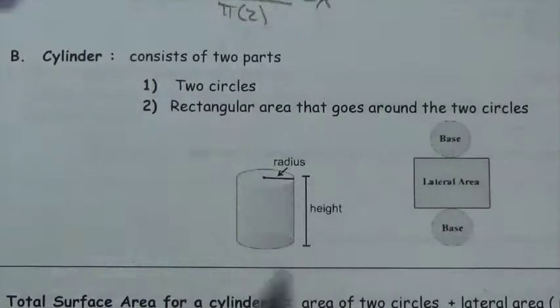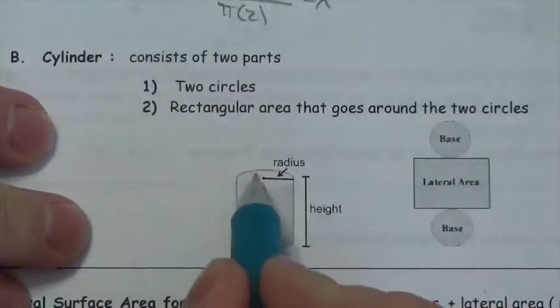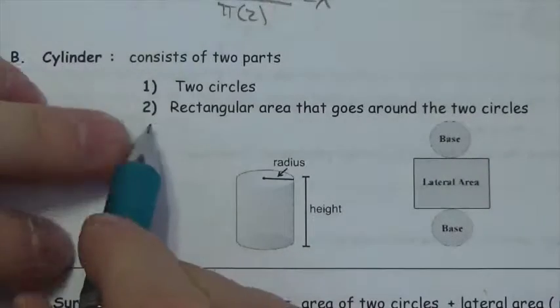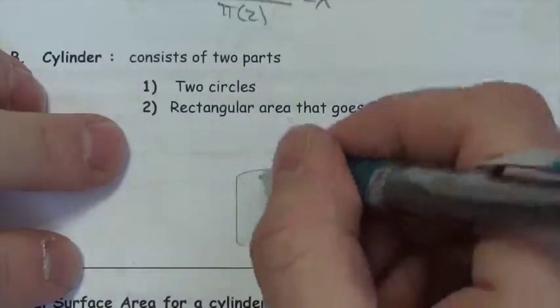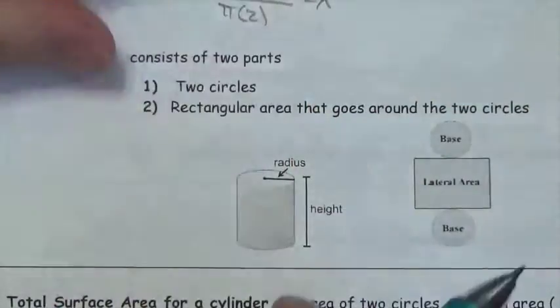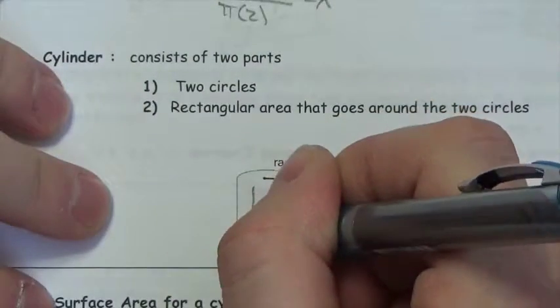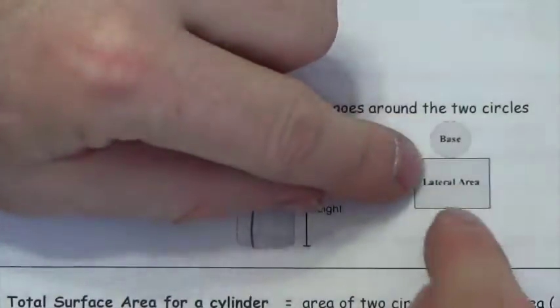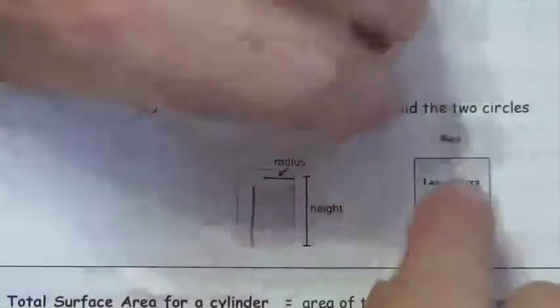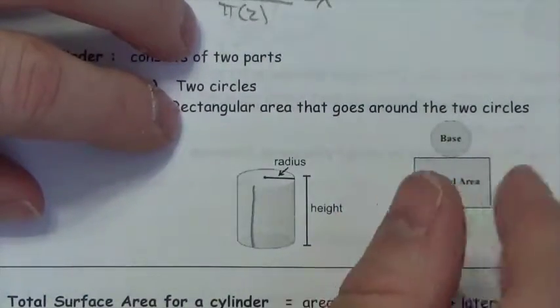Now let's take a look at the surface area of a cylinder, which really consists of two parts. You got the two circles, the circle on the top and the circle on the bottom. And then there's this rectangular area that goes around the two circles. Now, if that's not immediately obvious, if you were to take a can, pop off the lids, the top and the bottom, and just make a cut straight down the side, when you unfolded that, you would get a rectangle. And if you were to roll it up, you would see that rectangle can become that cylindrical shape that we're looking for.